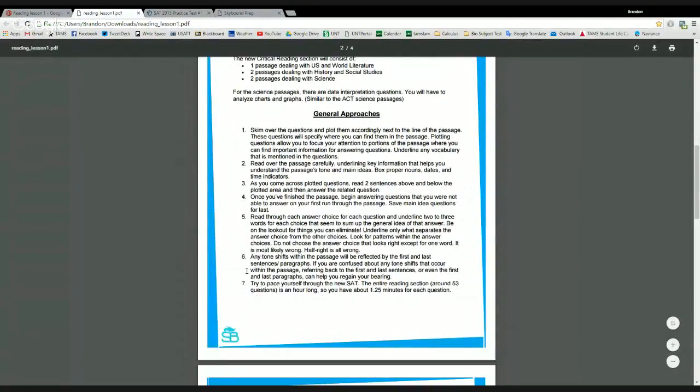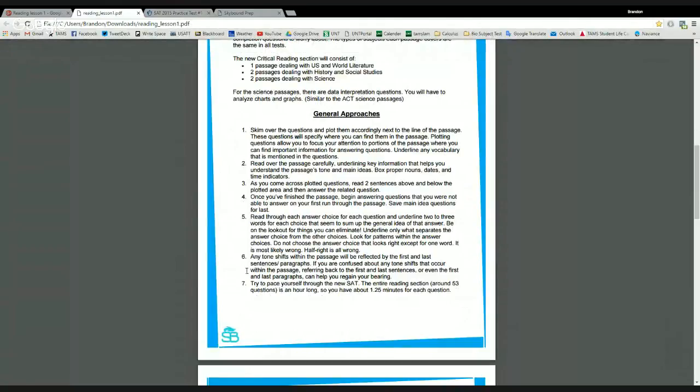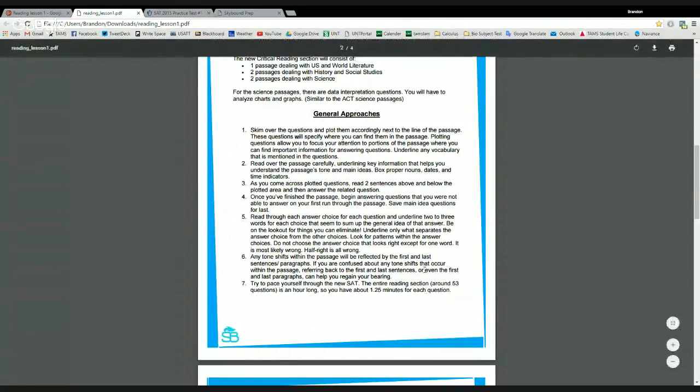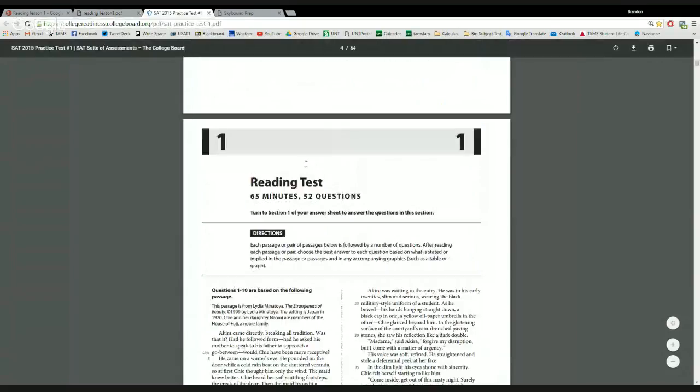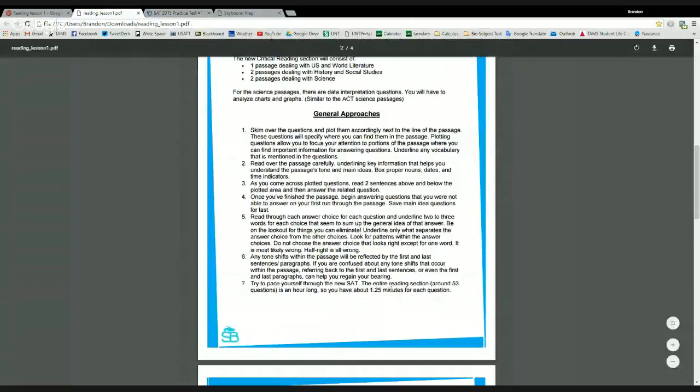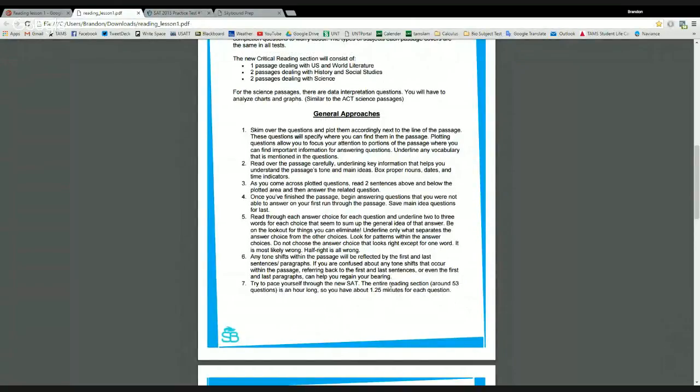Try to pace yourself for the new SAT. The entire reading section is, in this case, 55 minutes, 52 questions. So that gives you around 1.25 minutes for each question. So make sure you keep your timing good, and also you want to practice to get your timing correct for each passage so you don't run over time. And hopefully you can finish earlier to check your answers.